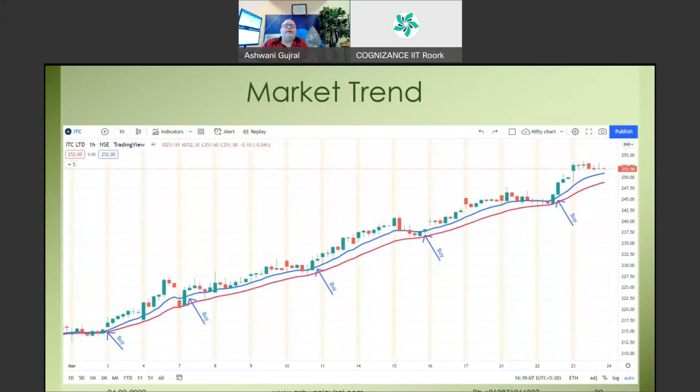Again, this is an ITC chart where you can see it is a trending chart, and each time the 10 and 20 EMAs are touched, you get a buy signal.